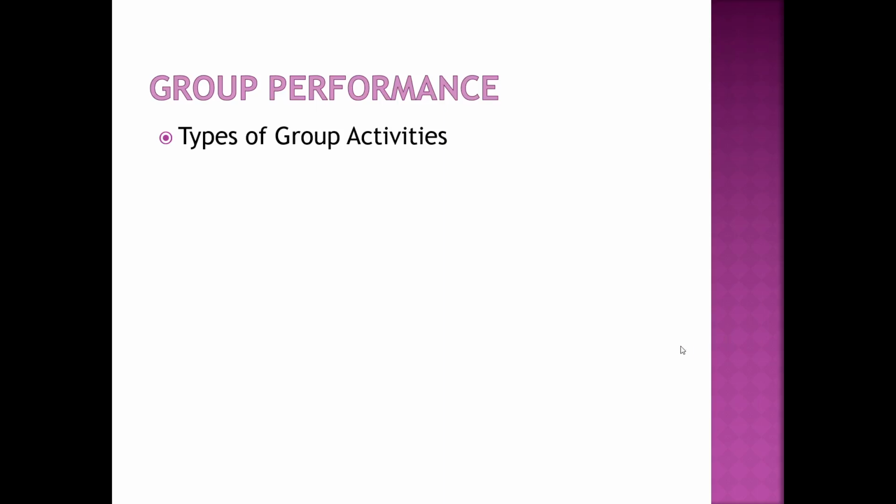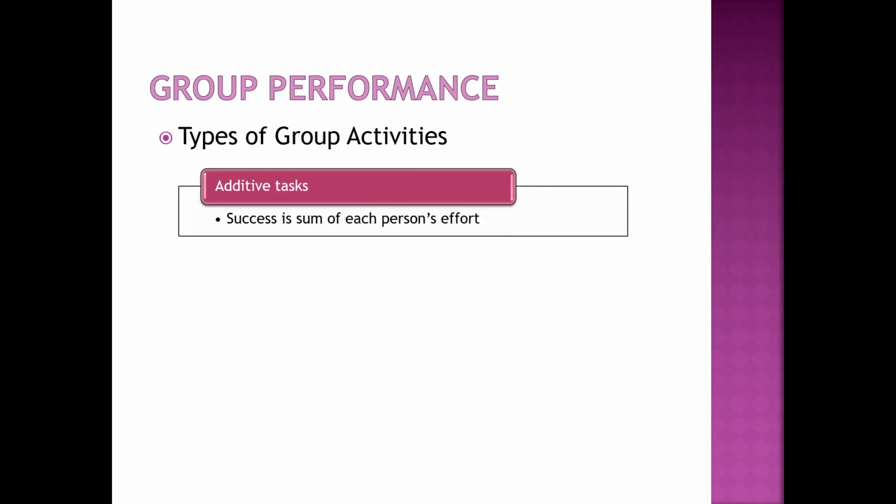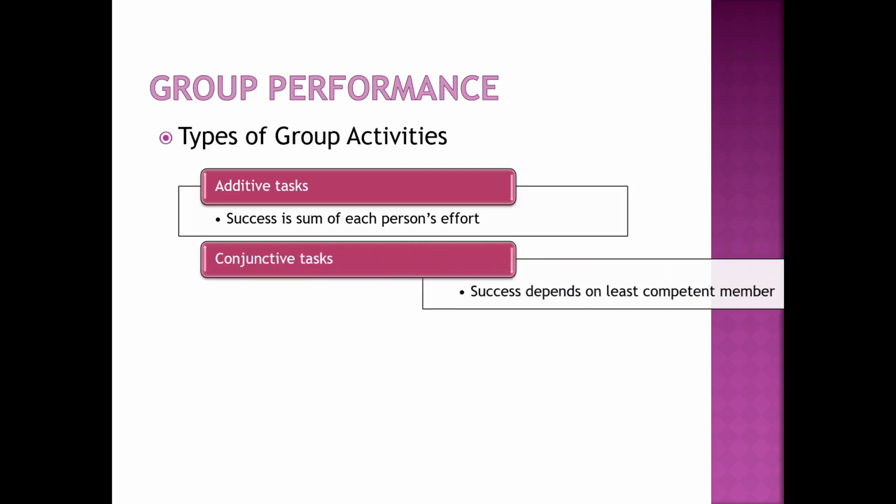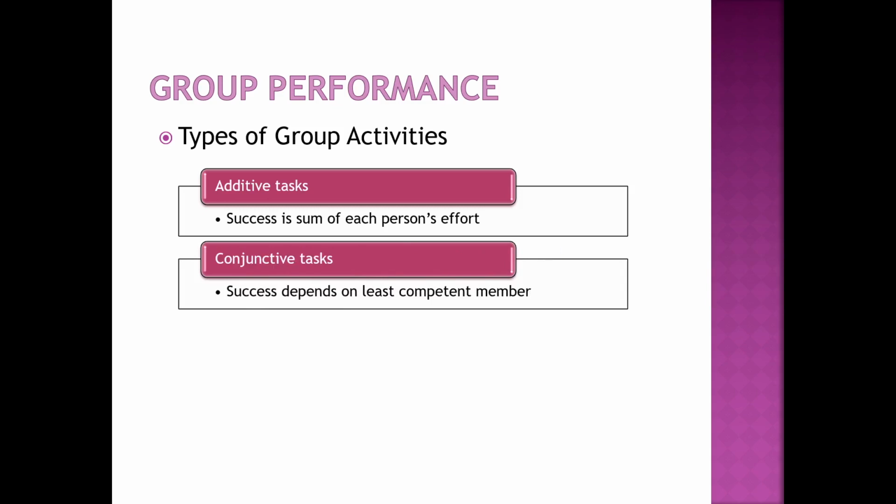All right, so let's talk about group performance and let's talk about the types of activities that groups can engage in. So there are additive tasks. Those are tasks where all of the members of the group carry their weight, put it all together, and really success is a measure of everybody's individual contribution and effort. So everybody contributes to add up to this final outcome. Conjunctive tasks are tasks where you only do as well as your weakest member does.